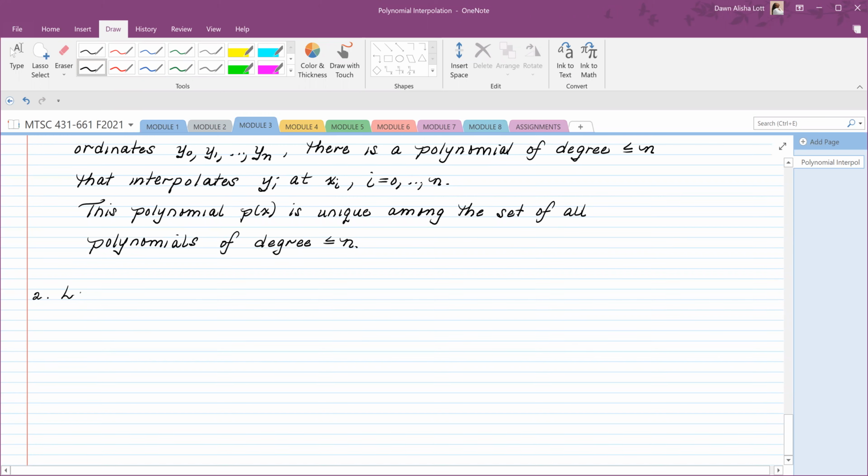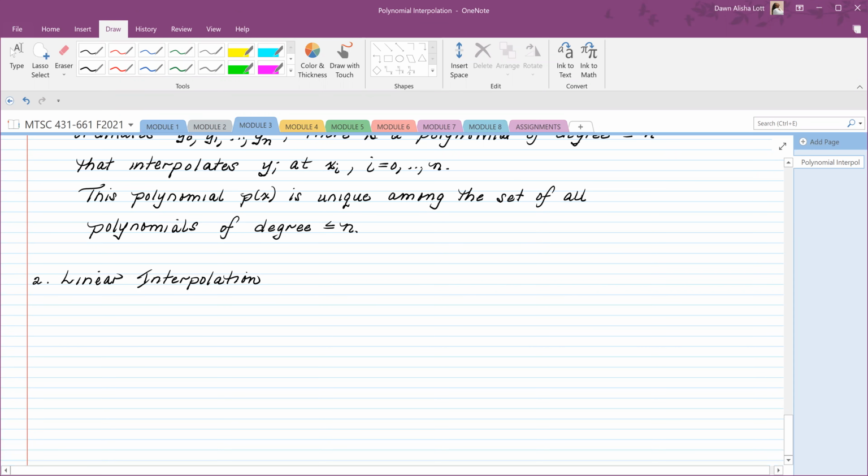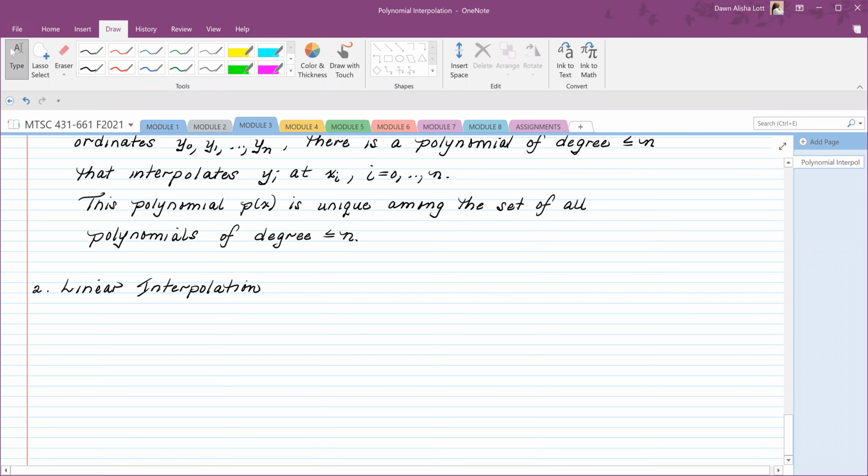Linear interpolation. All righty. So for linear interpolation, we're going to only have 2 points.